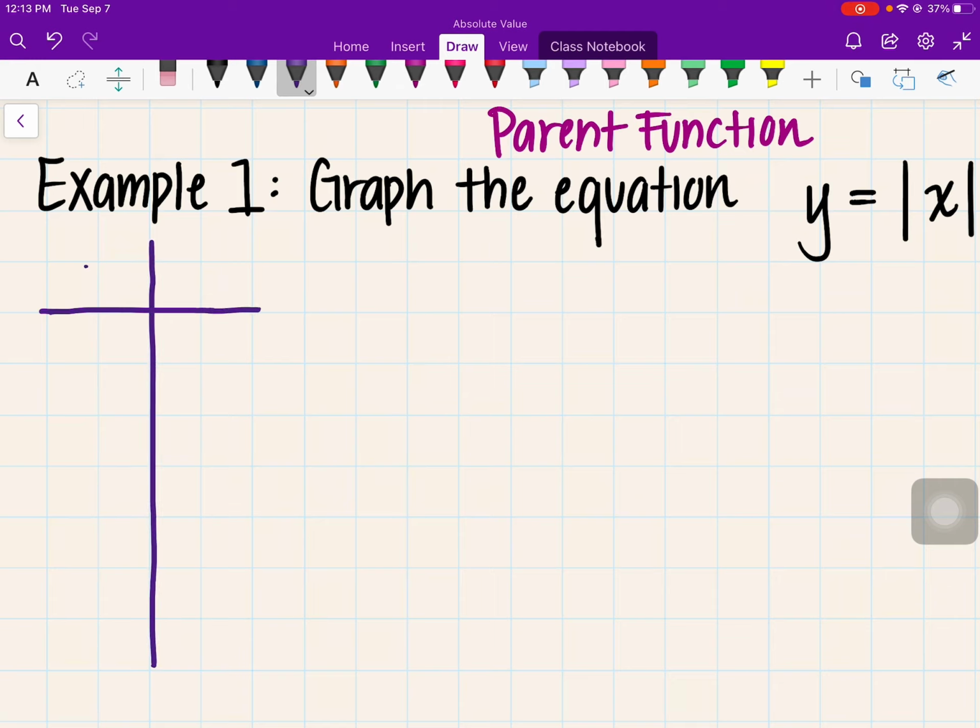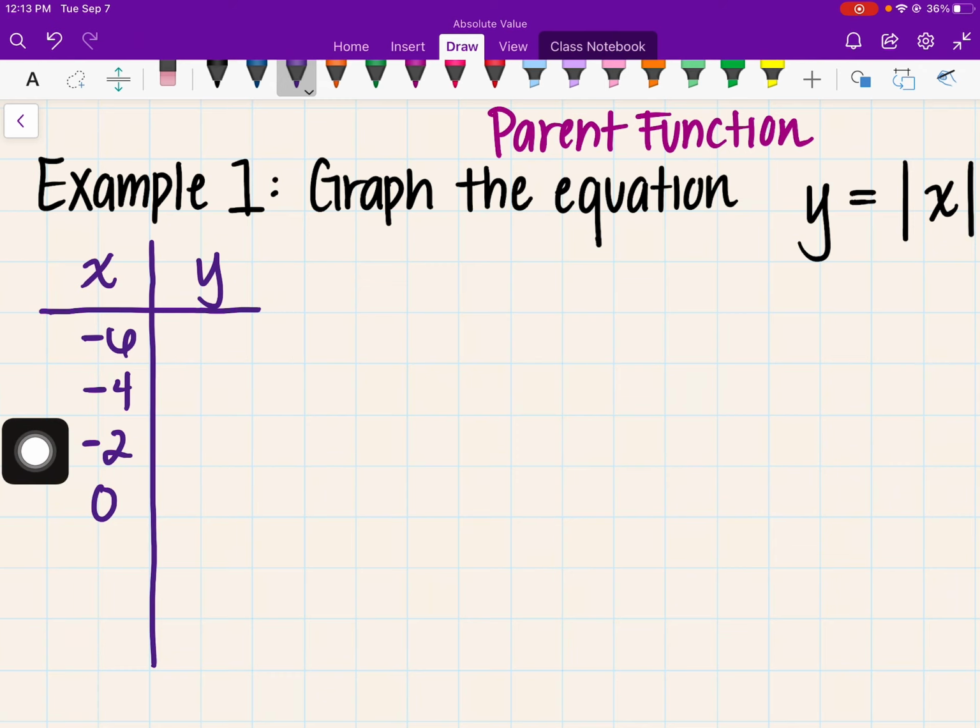We have x and we have y. We have 0 here. I'm looking for numbers that come before 0, so negative numbers in this case. I'll use -2, -4, and -6. And I will be using their opposites, so I will have 2, 4, and 6.